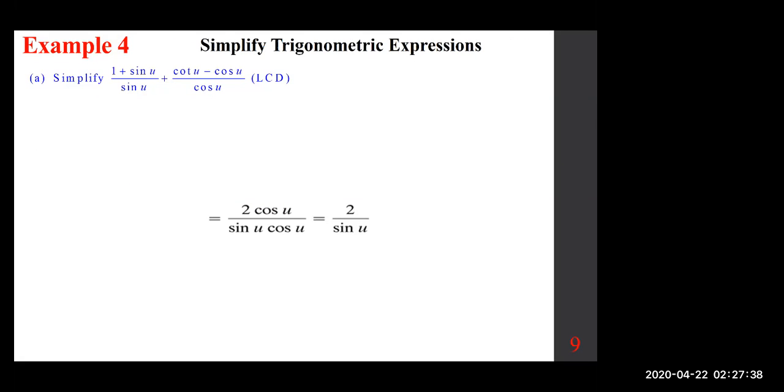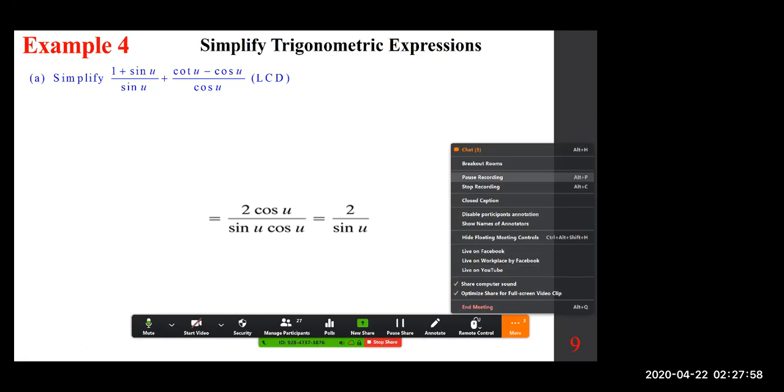This works out in the same manner. We have to do the LCD to figure out what needs to be done. So why don't we give everybody a chance to work on this for the next couple of minutes. What is the technique? LCD, the least common denominator.